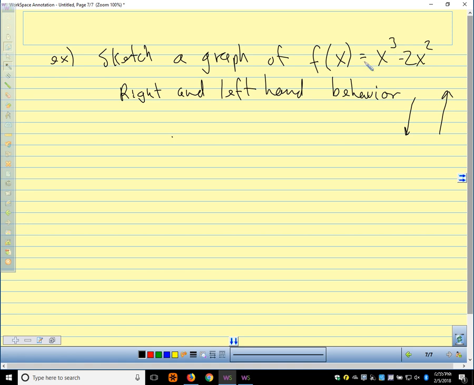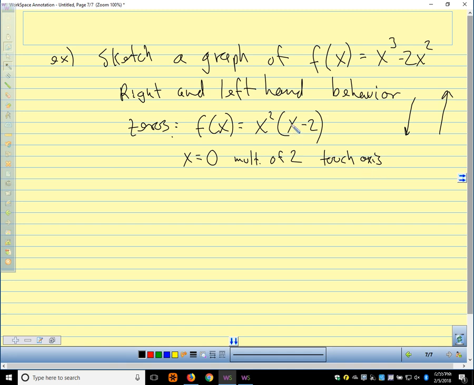Well, let's find the zeros. How do we find the zeros of this? Factor. F of x equals x squared times x minus 2. So my zeros are x equals 0, and we have a multiplicity of 2. So it's going to touch the axis. Here we have an x equals 2, has a multiplicity of 1, so it's going to go through.